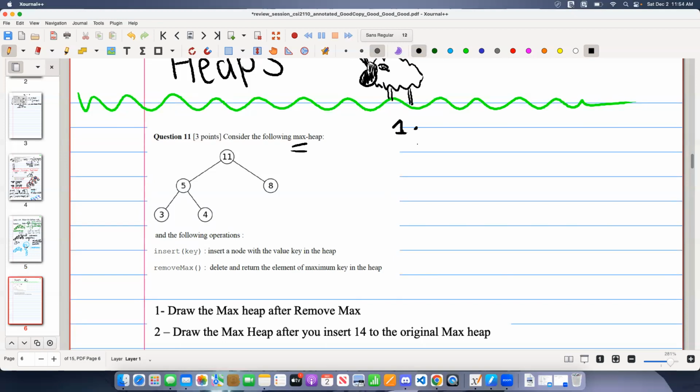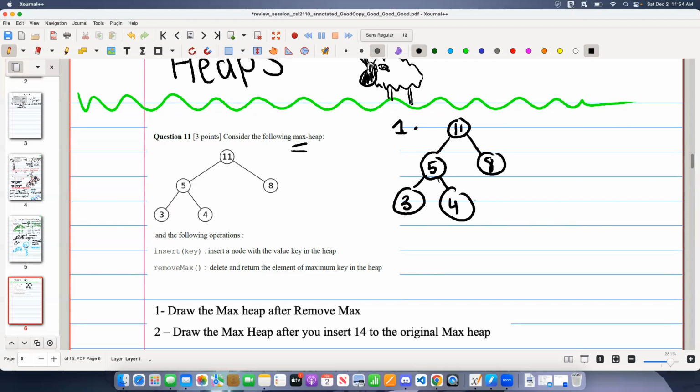Draw the max heap after you insert 11 to the original max heap. For these questions, you must write all your steps out, because most likely the marks are gained and lost within this area. So I'm just going to write down the original 3 and 4. Now, the first question is: draw the max heap after you remove max.